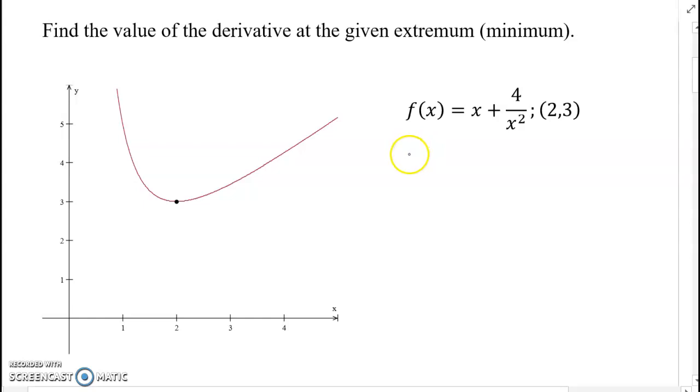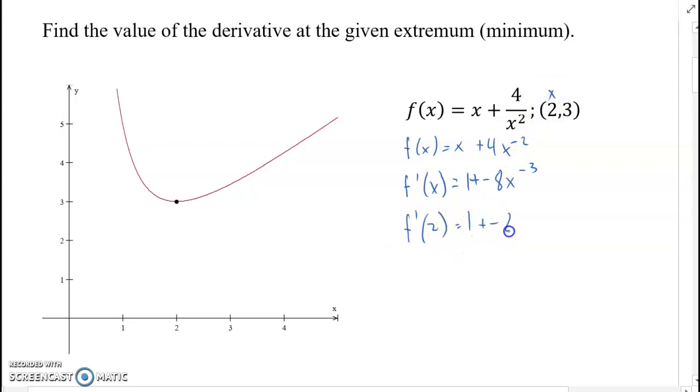So let's take a look. We're going to see if we can figure out what the derivative is. So first of all, I might rewrite this as x plus 4 times x to the negative 2. That gets us ready to take the derivative. And then when we differentiate, we get 1 plus negative 8 times x to the negative 3. And if we're going to try to find the derivative at this point (2, 3), then we're going to have to evaluate f prime of whatever the x value is at that point, namely 2. f prime of 2 equals 1 plus negative 8 times 2 raised to the negative 3.